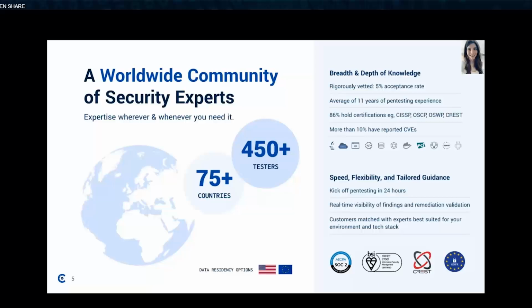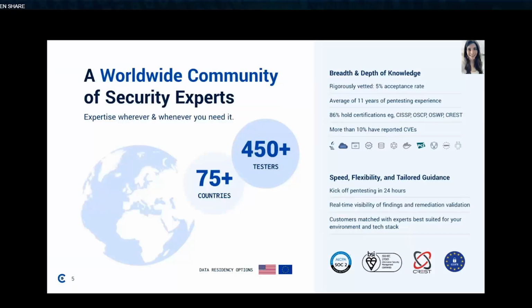450 pen testers work with Cobalt. They have an average of 11 years of experience. And every year we get a lot of pen testers who request to participate in the Cobalt Core. We only accept about 5% of pen testers who submit to participate in the Cobalt Core.